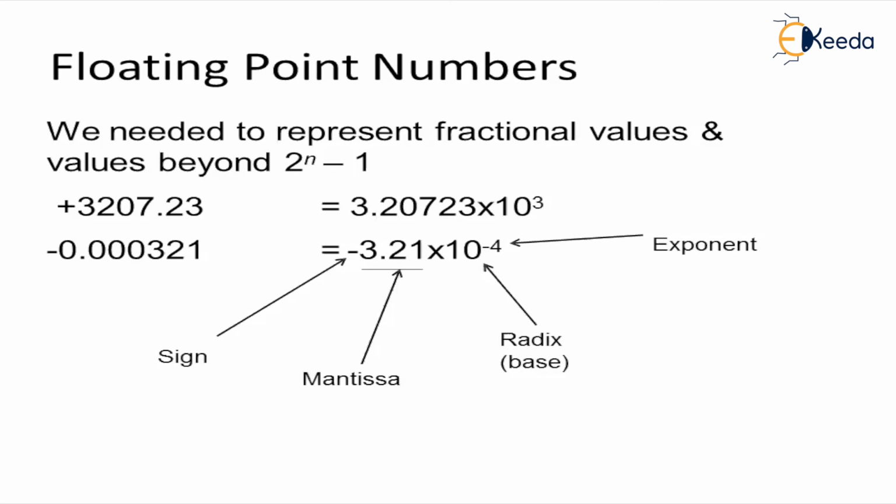Now in the above example, that is plus 3207.23, it is 3.20723 into 10 raised to 3. So 3.20723 is your mantissa. By default, the sign is positive, your base is 10, and the exponent is 3.